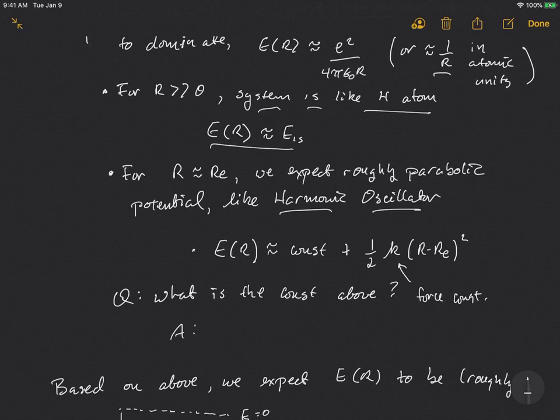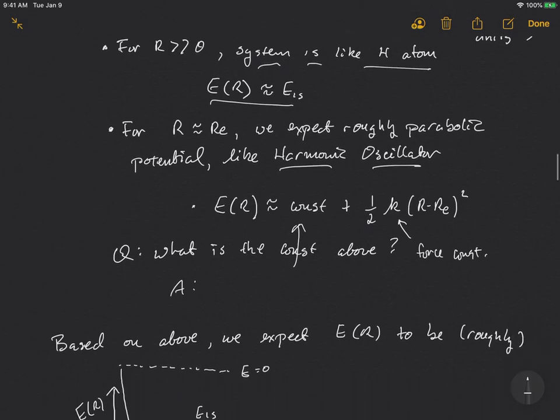Now, what is this other constant here? We would expect that constant to be equal to, it's going to tell us something about the molecule, right? It's going to tell us something about the energy of the molecule. And if we think about that for a minute, we expect that constant is going to be the bond energy of the system or molecule.